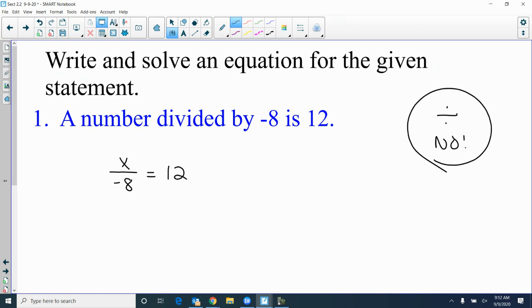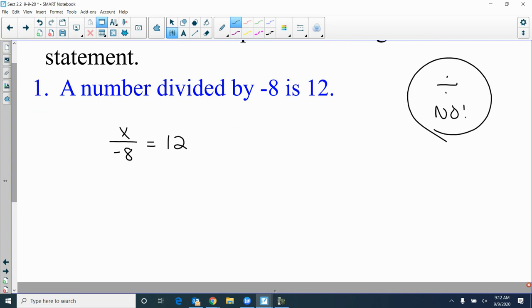To solve that, what are we going to do? What do you got, Christian? You're going to do 12 times -8. Yep, now I'm going to ask you to say multiply both sides by -8. That cancels that -8. 12 times -8, I don't even know what that is. Christian? 96. Big numbers. -96.